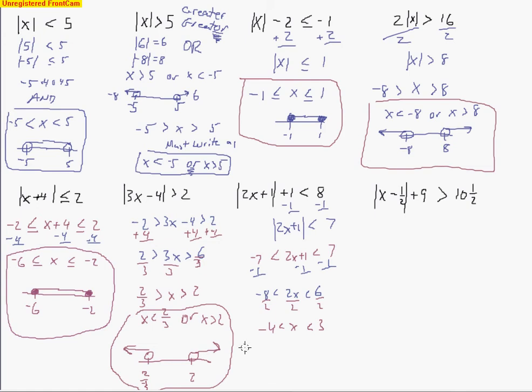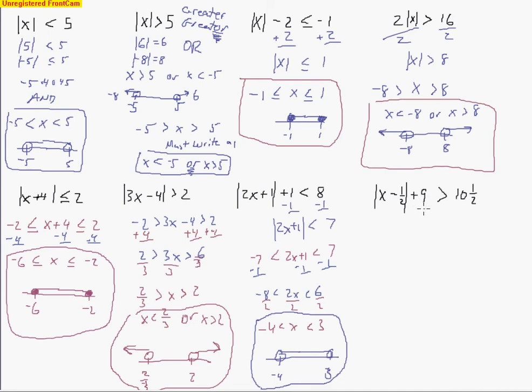So when I go ahead and graph this, starting at the -4, putting a circle on that, putting a circle on the 3, and all the values of x are greater than the negative, but less than the positive. So let's take a look at our next problem, the last one here.